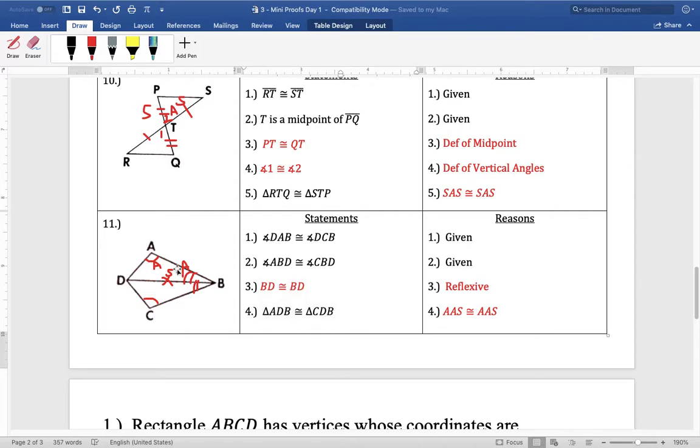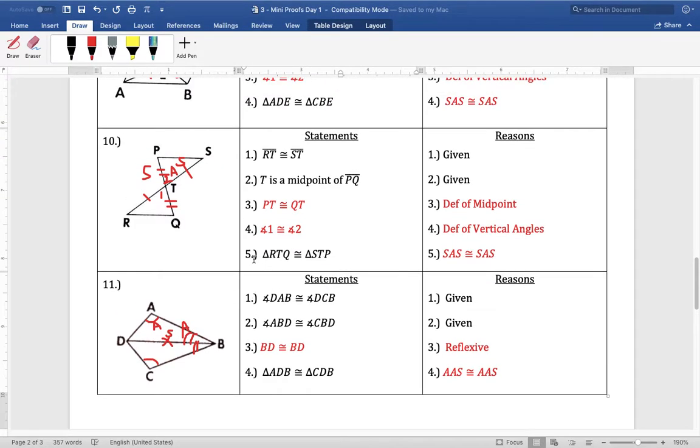Reflexive, the triangles are congruent by an angle followed by the angle followed by the side. So this is angle, angle, side. And just so you know, it's not angle, side, angle. If it were, the side would have to be right here, trapped in between the two angles. So that's how you can tell the difference.